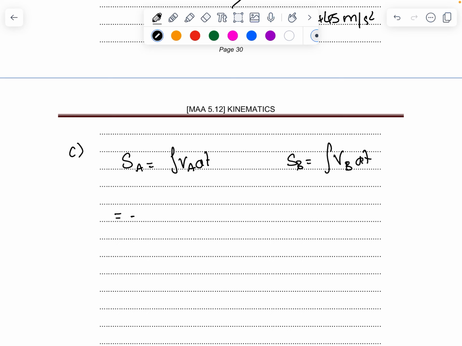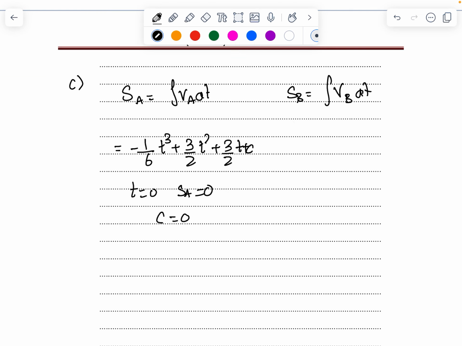So this will be integral, I am directly writing, you will be getting 1 by 6 t cube plus 3 upon 2 t square plus 3 upon 2 t plus c. But we know that t equals to 0, SA equals to 0, which gives me c equals to 0. So therefore the equation for SA will be negative 1 upon 6 t cube plus 3 upon 2 t square plus 3 upon 2 t.